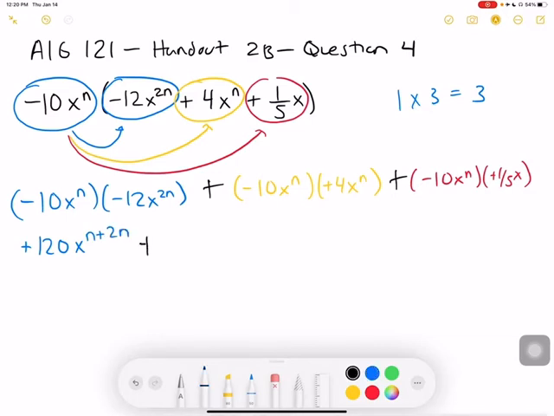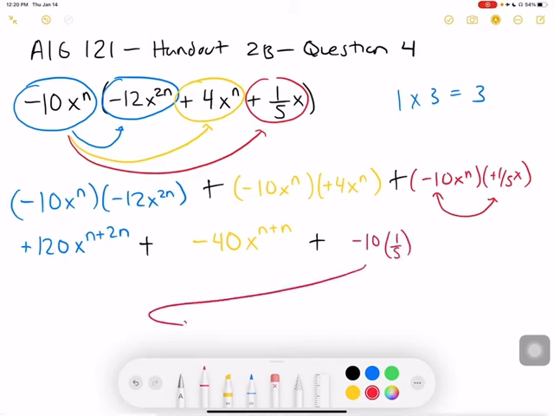Let's see what the second term results in. We multiply negative 10 times positive 4, which is negative 40. Then x to the power of n times x to the power of n: the result is x, and I have to add those two exponents, so n plus n. Then for the last part of the result, it's going to be negative 10 times 1/5.